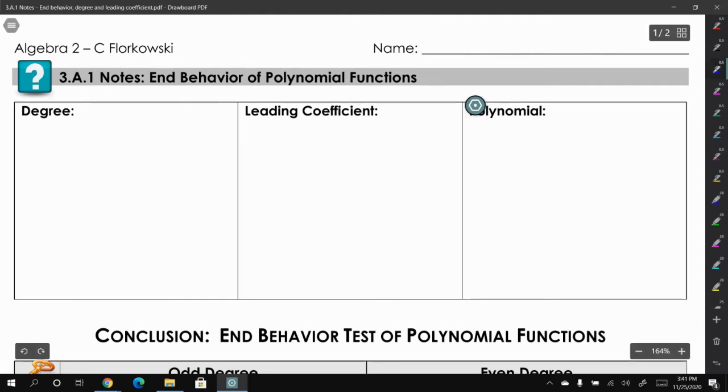All right, today we're going to talk about the end behavior of polynomials. And to do so, we're going to first define some terms. So the degree of a function is the largest exponent when a function is written in standard form.